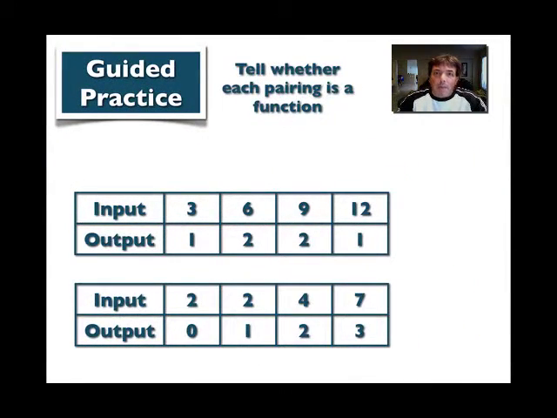Okay, so here are the guided practice questions from your book. We have an input of 3, output of 1, input of 6, output of 2, input 9, output 2, input of 12, output of 1. What do you think? This is, yes, a function. Down on the bottom, though, we have input of 2, and we get an output of 0. Put in 2, out comes 1. Already the red flag should be going off in your brain saying that this can't be a function because the input value cannot have two different output values. So the first one, function, the second one, obviously not a function.